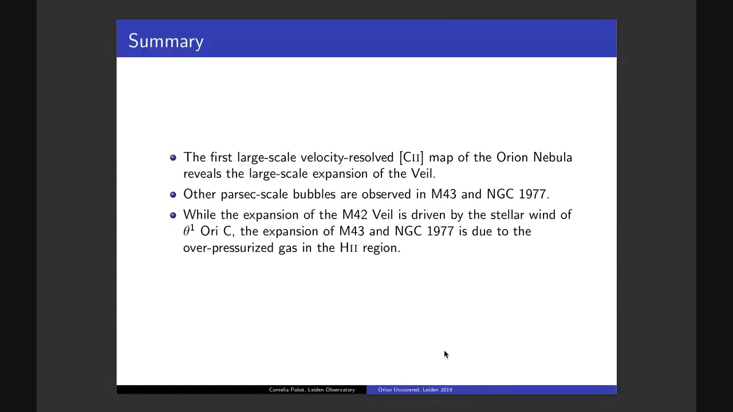So, summary: the first large-scale velocity-resolved C+ map of the Orion Nebula. First, it reveals the large-scale expansion of the veil, and other parsec bubbles can be observed towards M43 and NGC 1977. And while the first one, M42, is, we think, driven by the stellar wind, or at least for the most part, the other two are clearly H2 regions expanding thermally. Thank you.